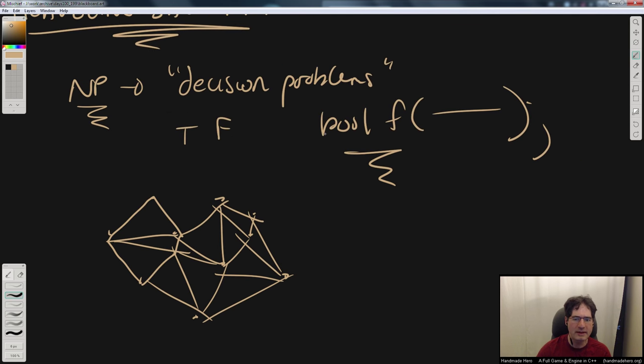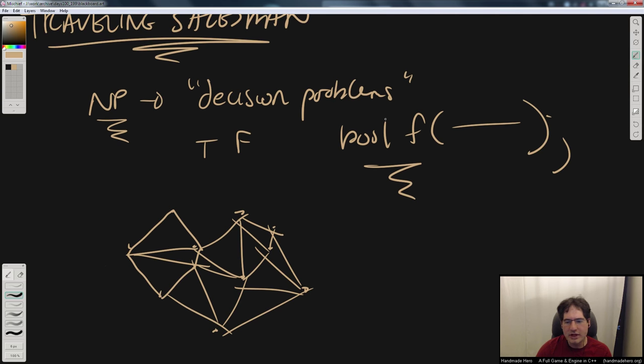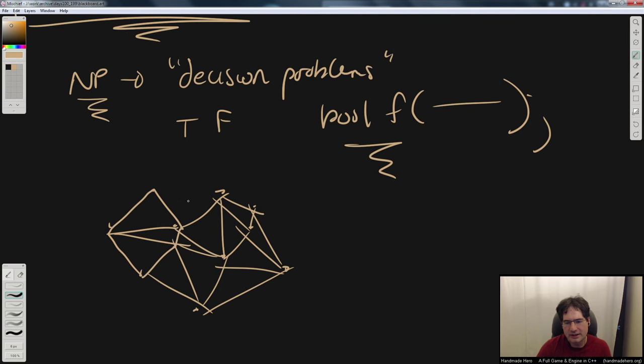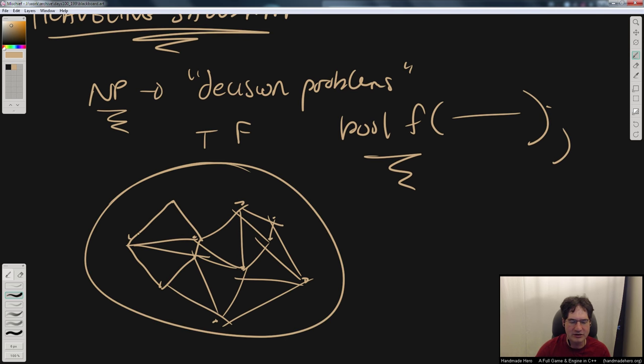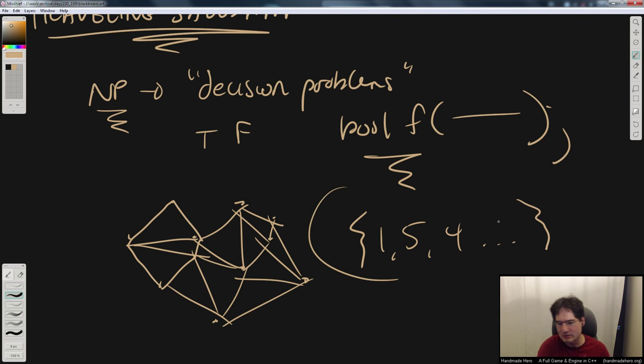So what people were saying is, well, there's a decision version of this. If I want the shortest path, I'd have to return a path, so I can't phrase that as a bool function. It's a sequence: we'll start at node 1 and go to node 5 and then 4. It has to return some string of digits, and that is not a boolean.